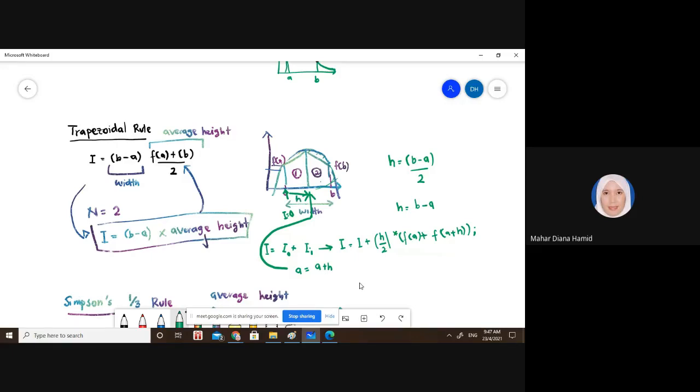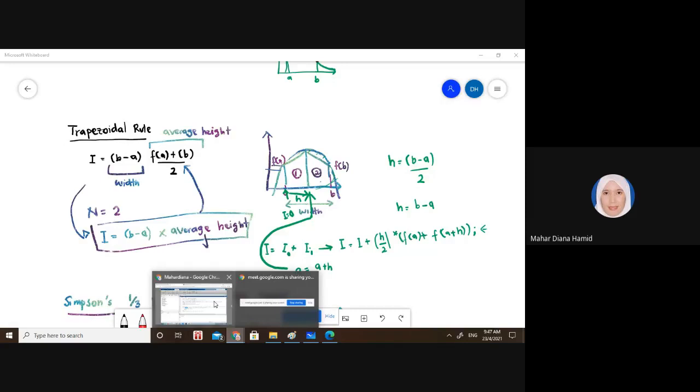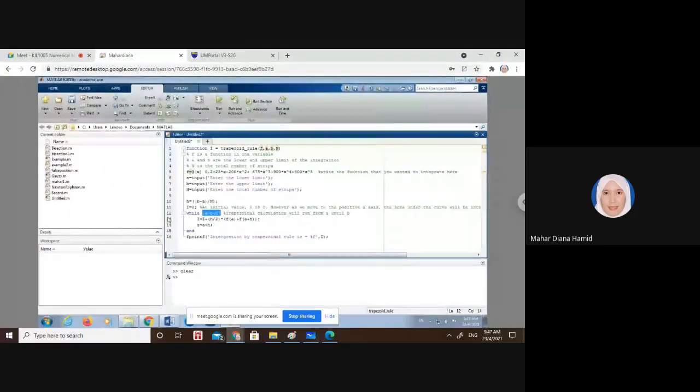So this is h. And then we are going to continue with this iteration. So this corresponds to line number 12 until line number 14. And then we're going to end it. And later on, we ask MATLAB to print the value of I that MATLAB has calculated.